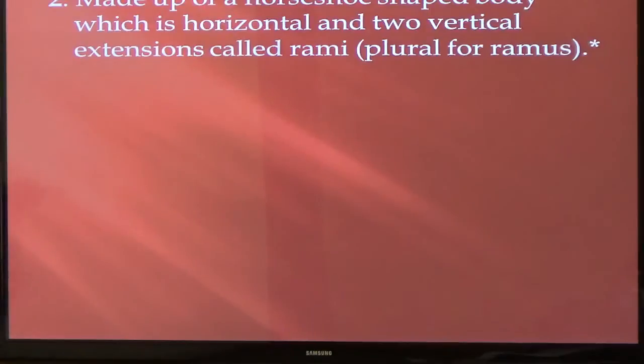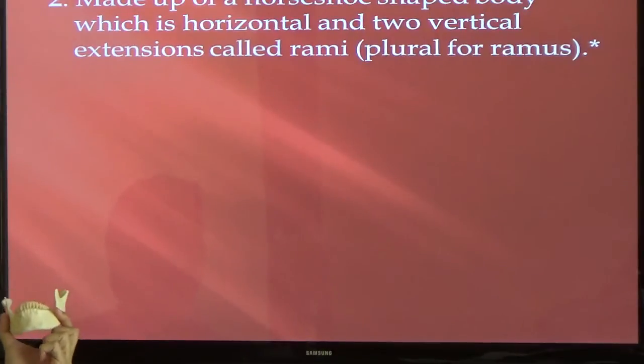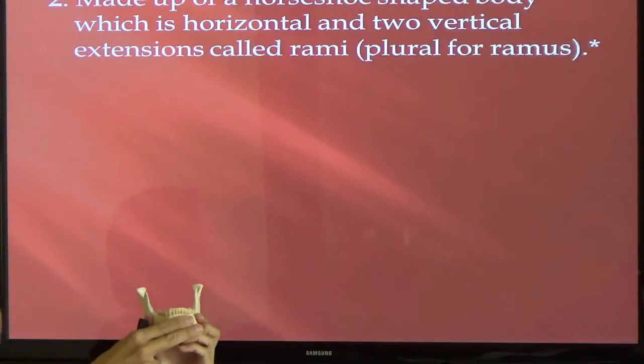So you got the maxilla, the upper jaw, and the mandible, the lower jaw. It's made up of a horseshoe-shaped body, which is horizontal, and 2 vertical extensions called the rami. So the body is this guy, not my body. The mandible has a body, the maxilla has a body. There's a question on the mandible and the maxilla, and it'll say a body, so don't think of me as the body or your body. Think about the body of the mandible, okay?